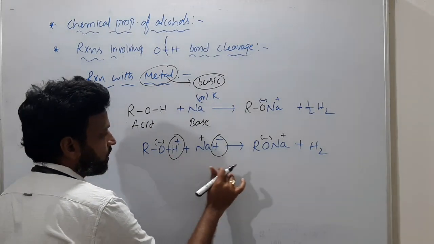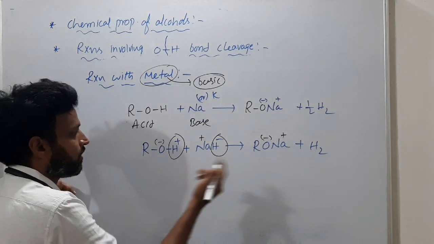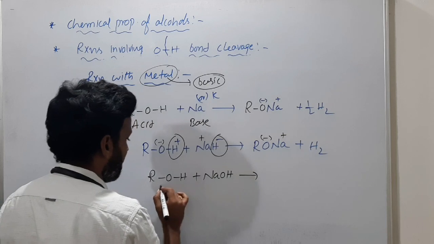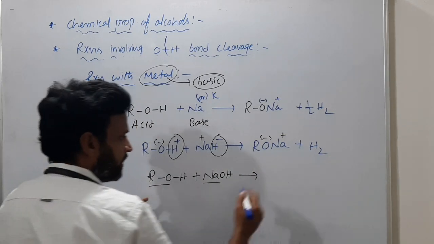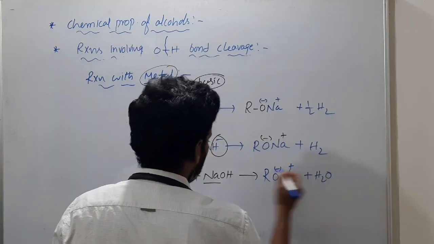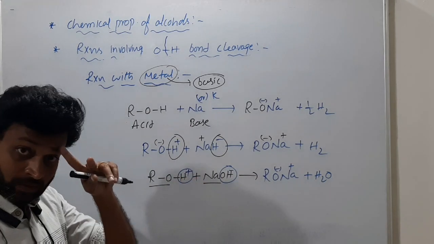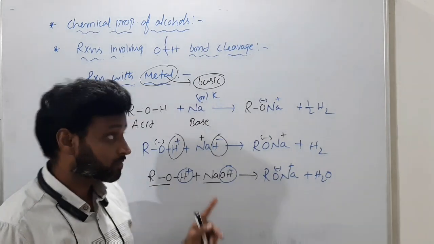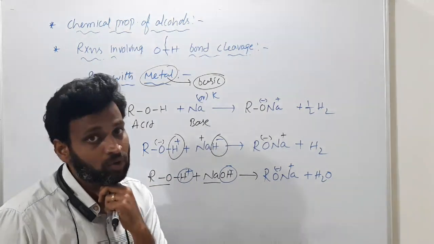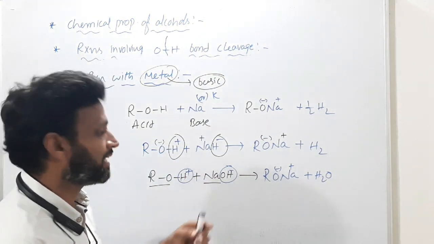Not only this, with the base sodium hydroxide, the reaction takes place. This is a weak acid, sodium hydroxide is a strong base. So ROH plus NaOH gives RONa, same story: RO minus Na plus, and H2O from OH minus and H plus. So I will repeat, for O-H bond cleavage, which alcohols are more reactive? Primary alcohols. And moreover, even in primary, if electron withdrawing groups are there, then reactivity increases.